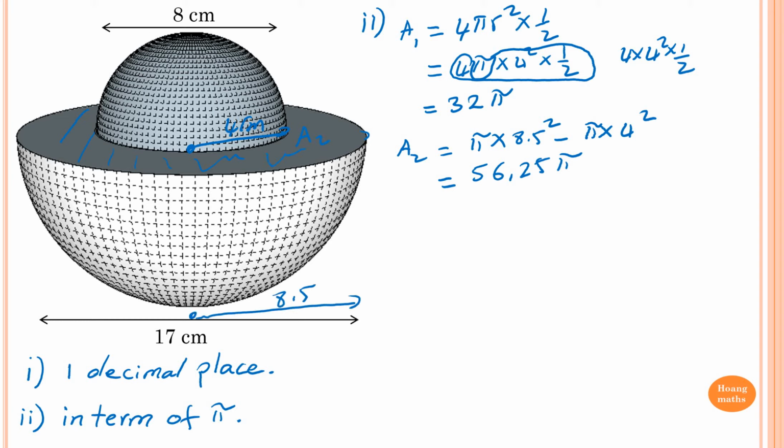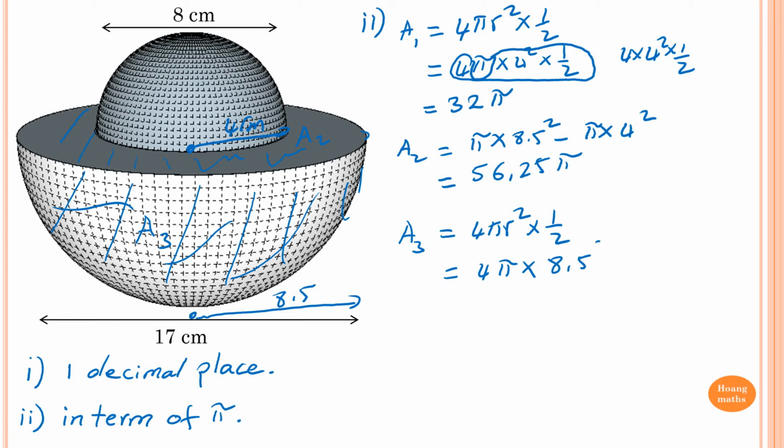So A2, the area of this part here. This part is half of a sphere, so A3 equals 4 pi r squared, but only half of it, so times by a half. So that will give the area around this sphere. So 4 pi times the radius is 8.5, so 8.5 squared, and of course you times by half or divide by 2.